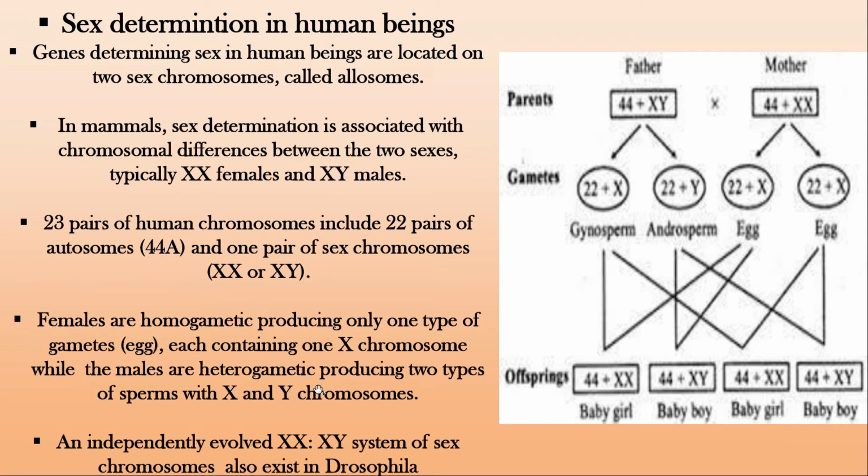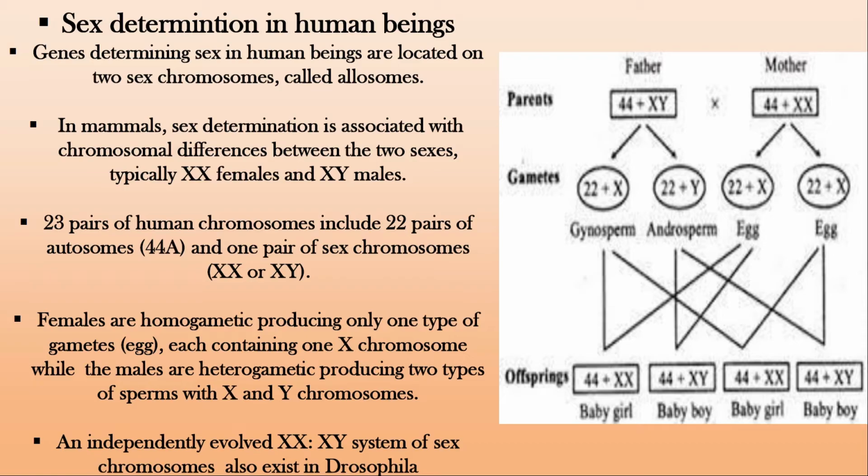Sex determination in human beings, which we have already learned, this is just a recalling. The genes determining the sex in human beings are located in two sex chromosomes which are called allosomes. In mammals, sex chromosomes are associated with the chromosomal differences between the two sexes, typically XX for female and XY for male.